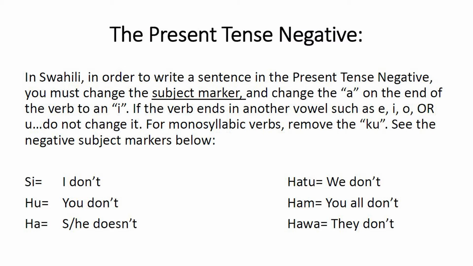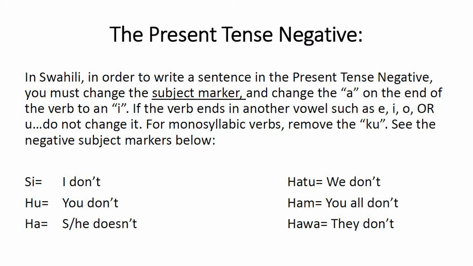If you want to say we don't do something, you say "hatu," and then add the verb to indicate whatever we don't do. If you want to say you all don't do something, you say "ham," and then add the verb to indicate whatever it is you all don't do. And then finally, if you want to say they don't do something, you say "hawa," and then add the verb to indicate whatever they don't do.